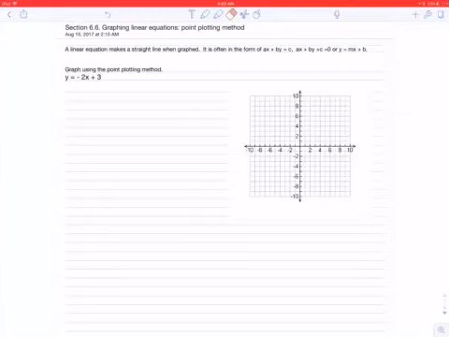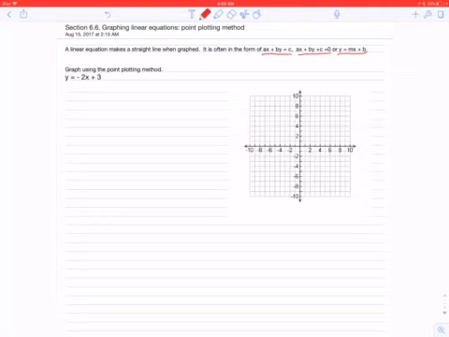A linear equation makes a straight line when graphed. It is often in the form of ax plus by equals c, or ax plus by plus c equals 0, where the a, b, and c are constants, or in the form of y equals mx plus b, where the m and b are constants.